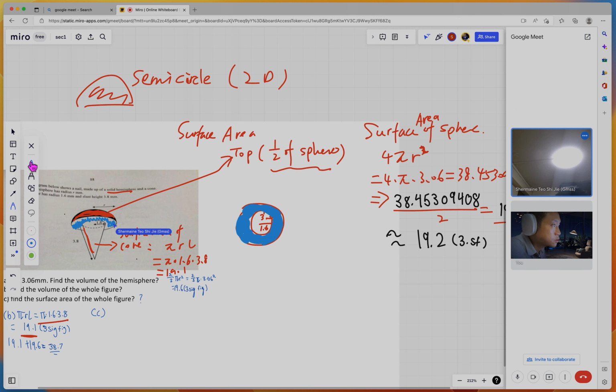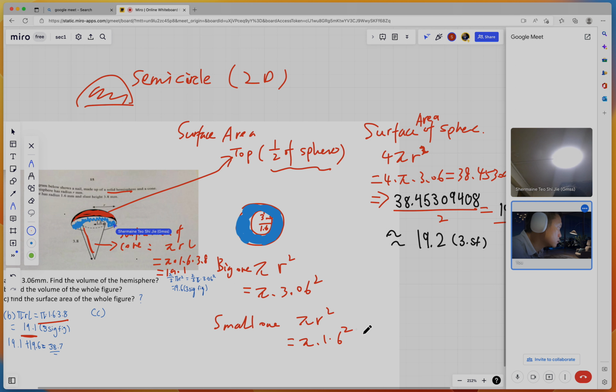Correct. So the big one is pi, I'm so sorry, the big one is pi r square, and the r is 3.06 square. The small one, this is the big one. And the small one is also pi r square, but this r is 1.6. So you just take this minus this, that will give you the blue one. Does it make sense? Yeah. So this is the blue part.